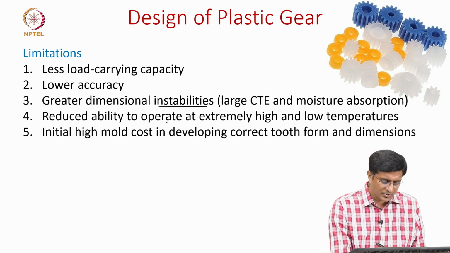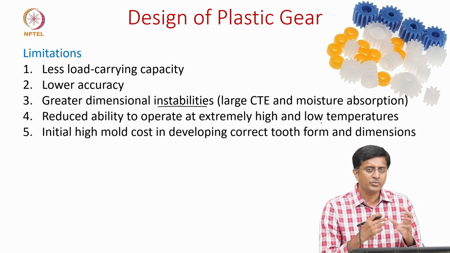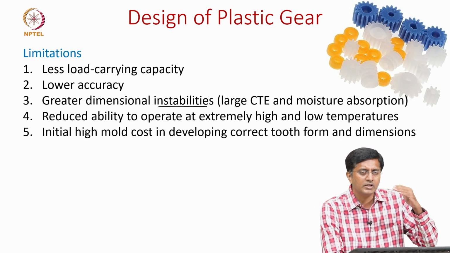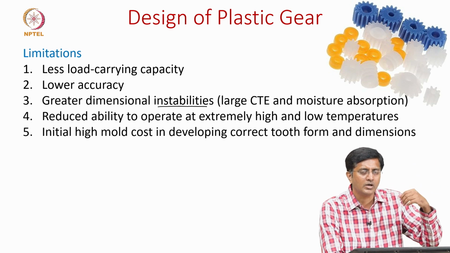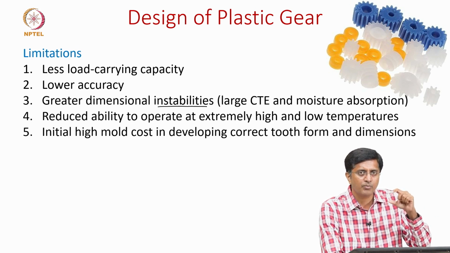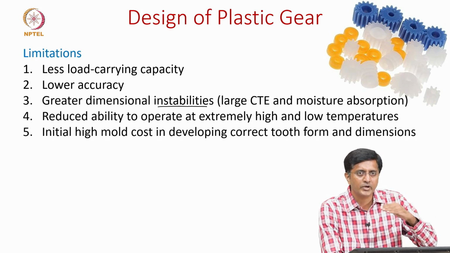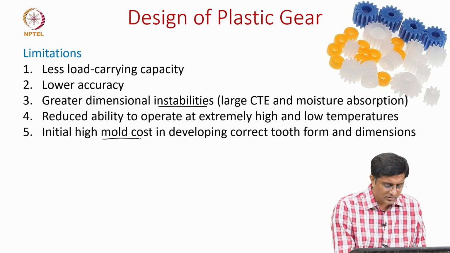So, there is a reduced ability to operate at extremely high or low temperatures. High temperatures, we know, because relatively the glass transition temperature is much lower for polymers compared to melting points of metals. Because of these relatively lower temperatures, the operating temperatures for plastic gears are limited because you cannot go to very high temperatures. Similarly, we cannot go to low temperatures because then they become brittle and they fail easily. And lastly, the initial mold cost.